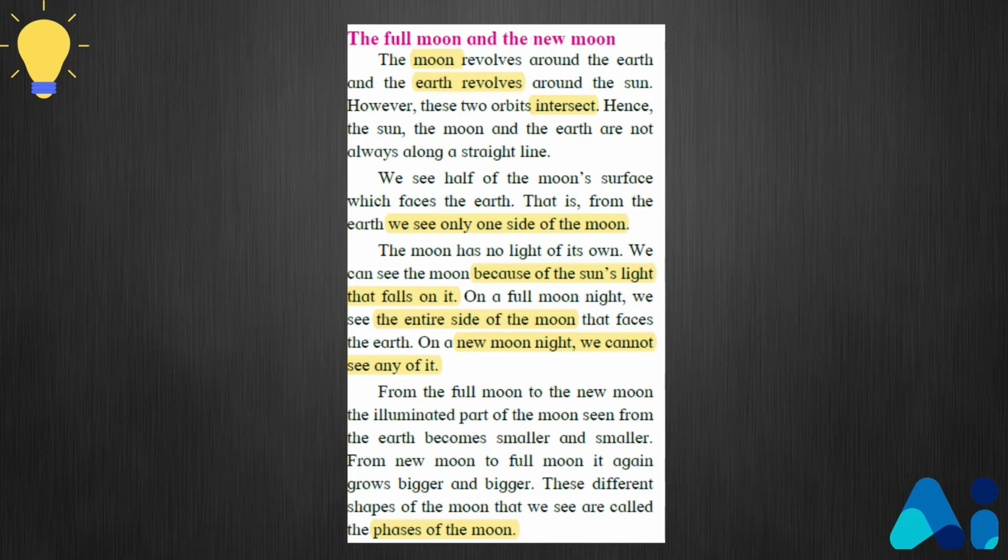So the important point to understand is we can see the moon because of the sun's light that falls on it, right? On a full moon night, the entire side of the moon that faces the earth is lit, right? That's why we see it. On a new moon night, we cannot see any of it because there is no sun's light reaching the moon as we see from the earth, right?